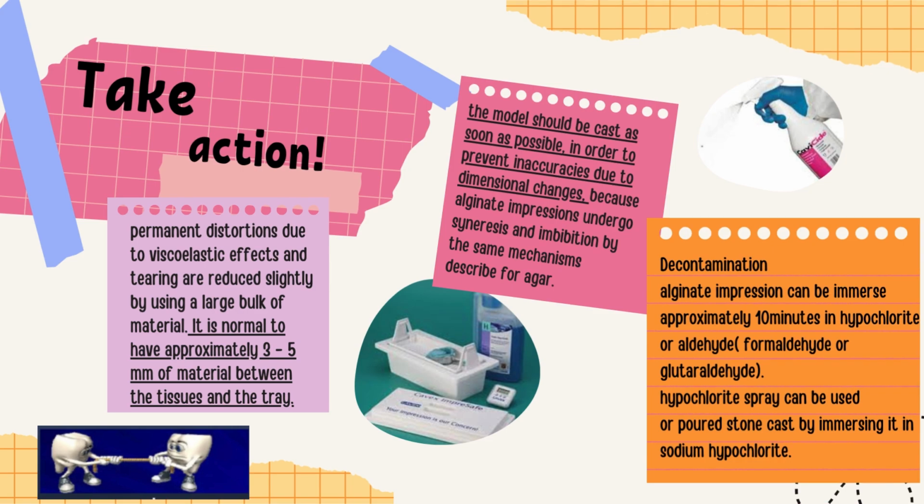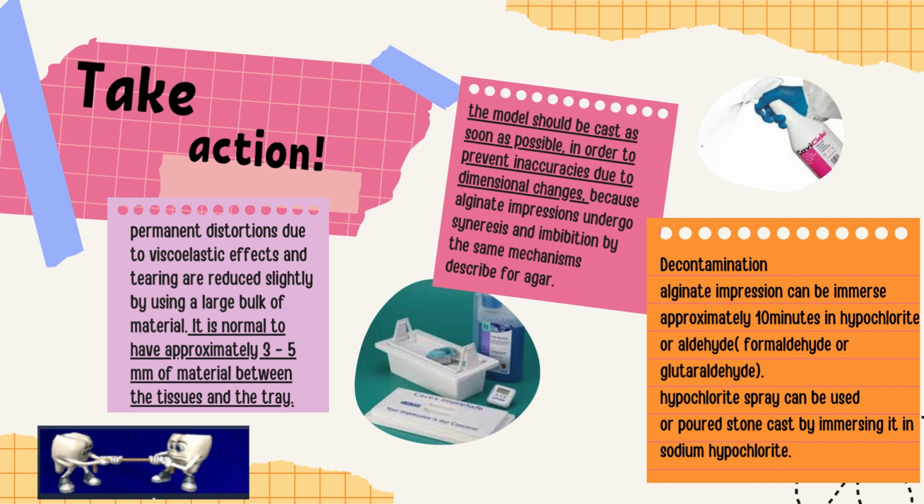Dear students, things to keep in mind are: errors such as permanent distortions due to viscoelastic effects, and tearing, are reduced slightly by using a large bulk of material. It is normal to have approximately 3 to 5 mm of material between the tissues and the tray. The model should be cast as soon as possible, in order to prevent inaccuracies due to dimensional changes.